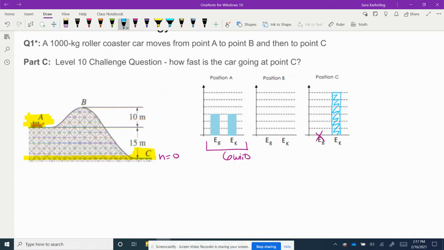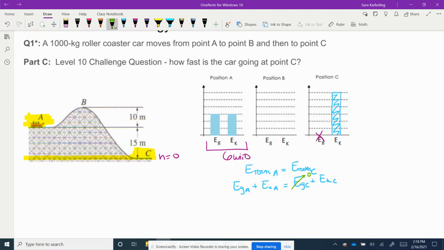Now we want to write down our conservation of energy statement. I'm going to start from the basics: the total energy at A equals the total energy at C. So I've got gravitational potential energy at A plus kinetic energy at A has to equal the gravitational potential at C plus the kinetic at C. Now you might be saying, hey, Miss Carbeling, but you just said there was no gravitational at C. I know, we're going to get rid of that. I just want to make sure that we're staying completely transparent.